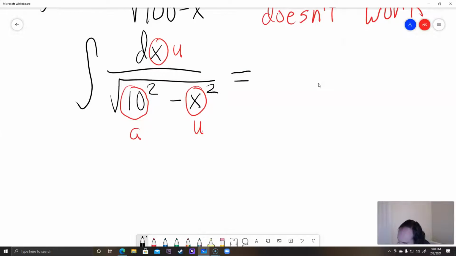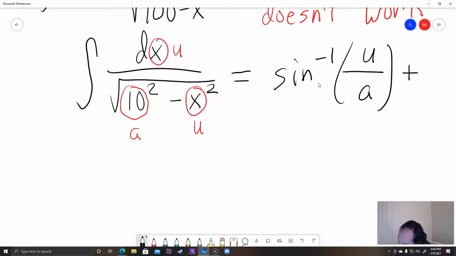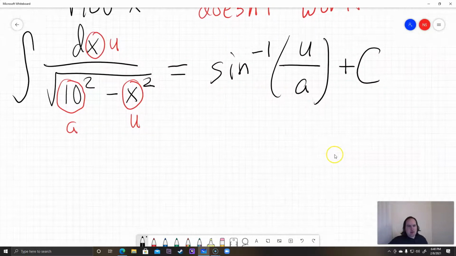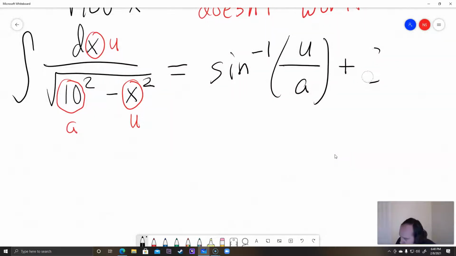Okay, so this equals sine inverse of u over a plus c. And we always write a plus c when it's an indefinite integral like this. And how do we know it's indefinite? Well, it's indefinite because it doesn't have any numbers that we're plugging in. Since we're not plugging in any numbers here, we just write a plus c at the end.